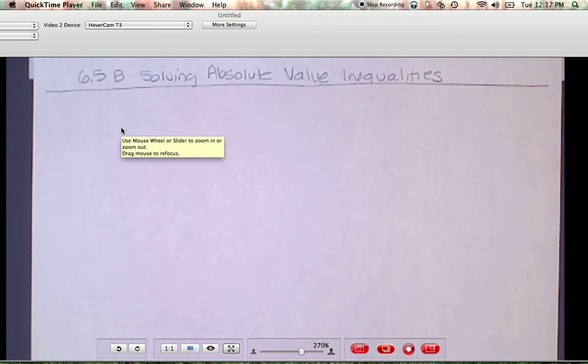This section is 6.5b, solving absolute value inequalities. Yesterday we talked about solving absolute value equalities, and now we're going to be dealing with the inequalities and graphing those inequalities as well. So let's talk about two scenarios here.